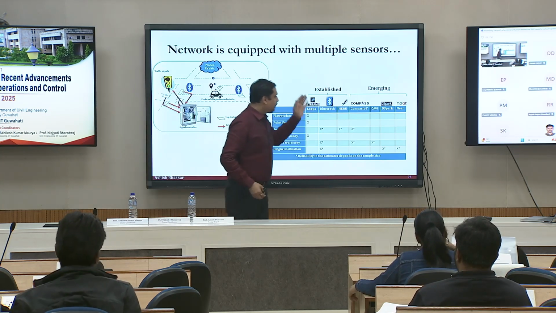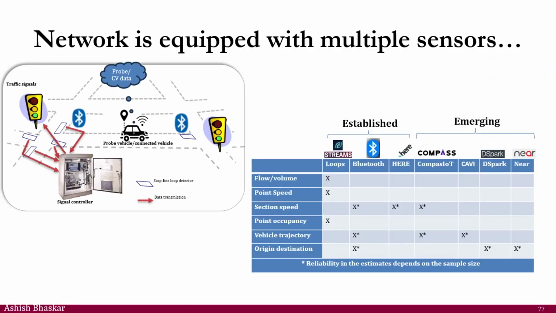Compass can give you trajectory, a very good complementary data source from that point of view because it's giving you trajectories. Bluetooth also gives you trajectories, but Bluetooth trajectories are hopping trajectories. They are not a trajectory that you get over the entire corridor.